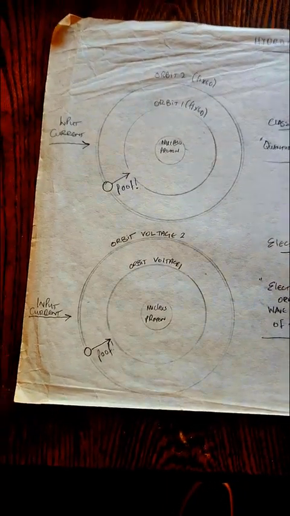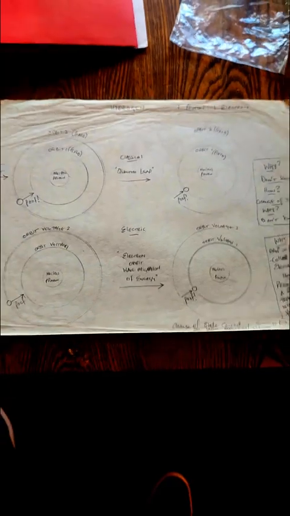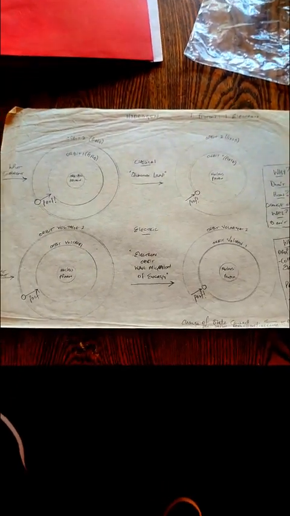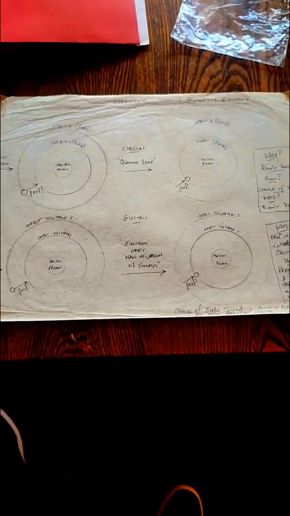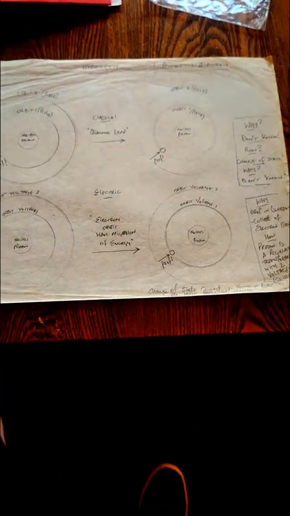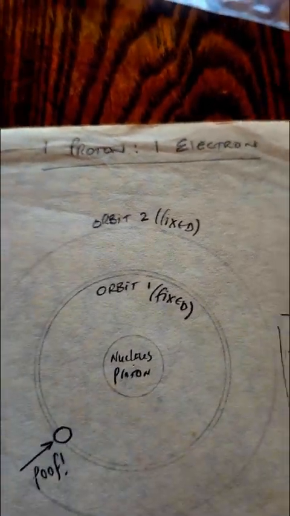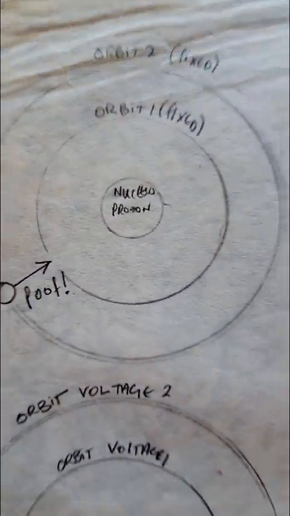This is the first ever thing I drew where I tried to work out how an electric atom would move an electron from orbit 1 to orbit 2 or orbit 2 to orbit 1. So I started with hydrogen because it has one proton and one electron. I drew 4 pictures which are relatively the same.